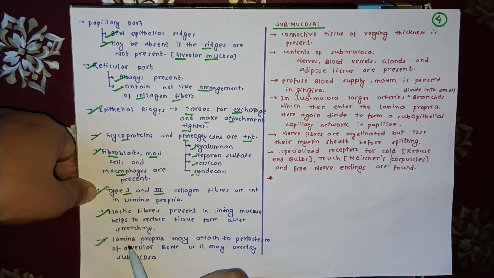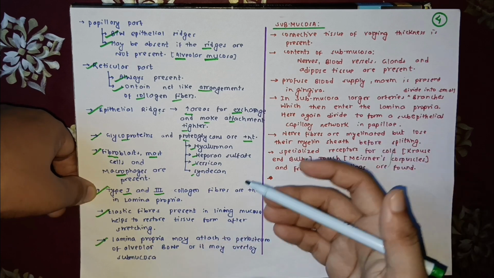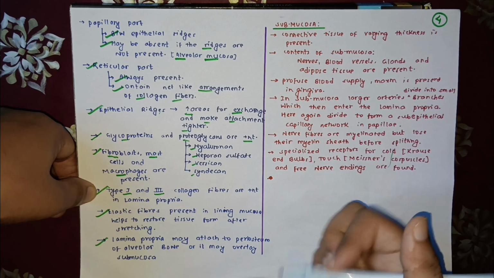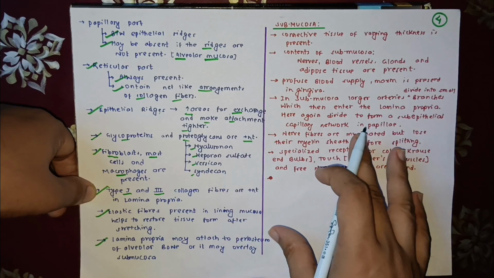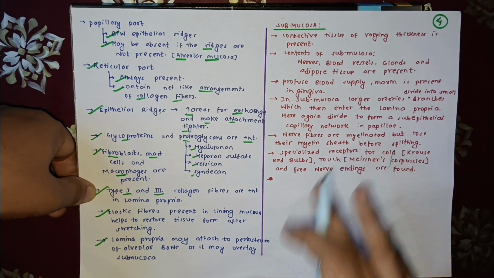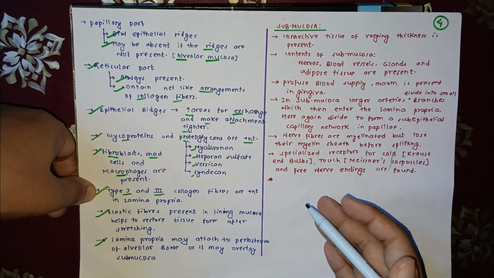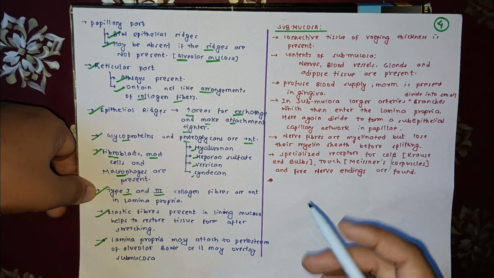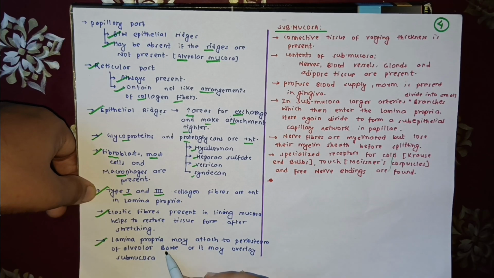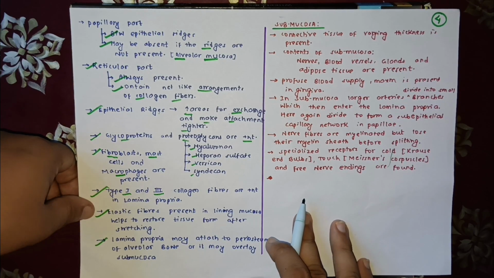Sometimes what happens is that below the lamina propria there is the submucosa. We have studied it in that pattern; in the previous video I prepared the table from Orban's. So there was submucosa below the lamina propria, but sometimes the submucosa is absent and the lamina propria is directly attached to the periosteum of the alveolar bone. The same thing is written here, so you can remember it that way.